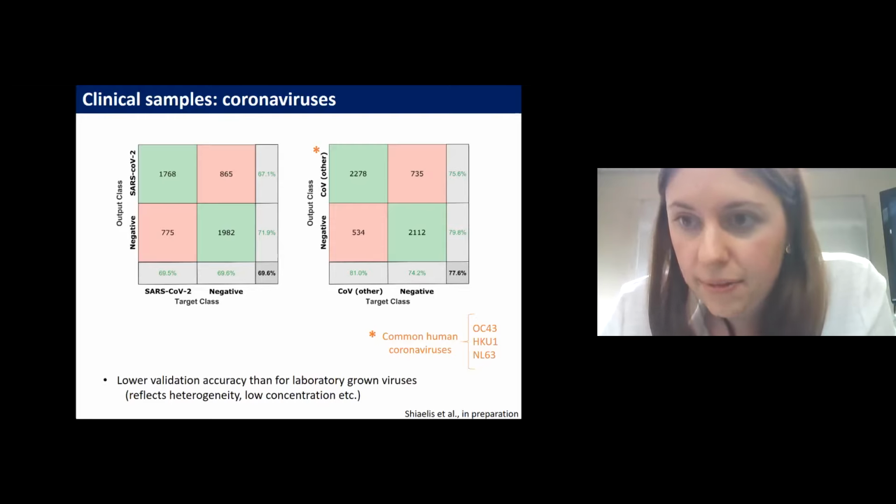So overall, we get a lower validation accuracy than we do for laboratory grown viruses. And this really reflects some of the things that I mentioned before, the heterogeneity in the samples, the lower concentration, for example.